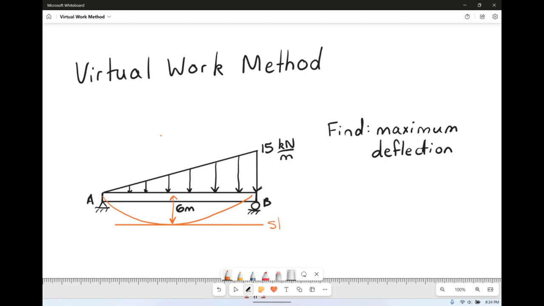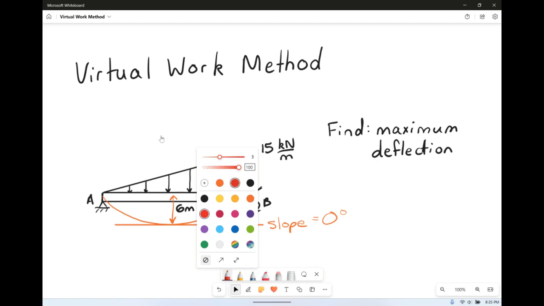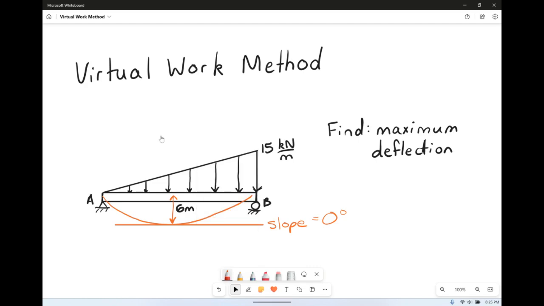whose slope is equal to 0 degrees. That's going to be our key piece of information for finding the maximum deflection. So the first thing that we need to do is analyze this beam under the given loading and find our reaction forces. We have AY, we have AX, and we have BY. Now if you sum the forces in the x direction and set it equal to 0, you're going to get that AX equals 0.